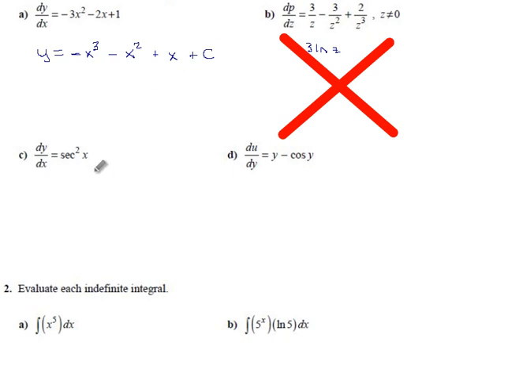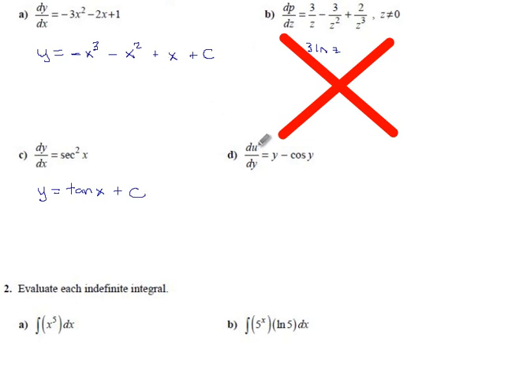Here, trig functions, so this is a search your memory thing. Which function has secant squared as its derivative? This is actually a perfect match for one of them. It's tangent x. So your original function must have been tangent x plus c.